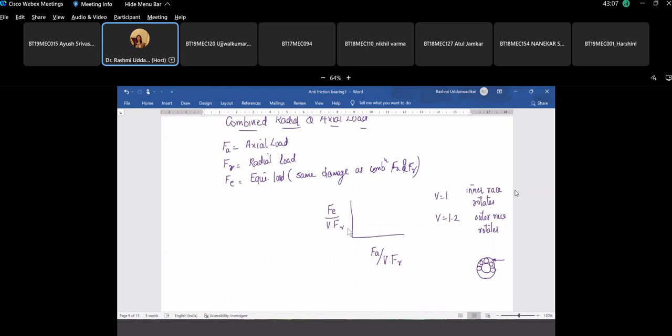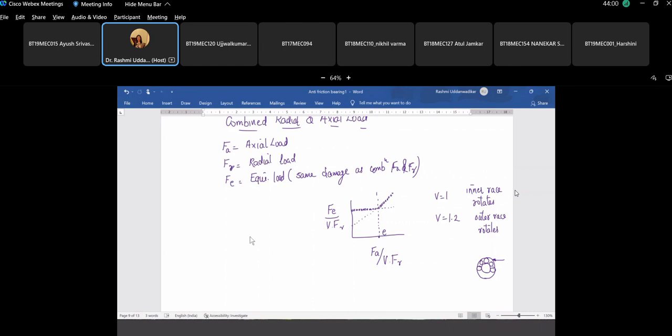Now, having plotted the graph between FE by FR, again a dimensionless parameter, and FA by VFR, where the value of V is 1 or 1.2 depending upon the condition, the graphs were obtained such that till a given point, all the points were lying in a straight line. And then the slope of the graph changed. So the graph was like this. This value where the graph changed its slope, this is E.